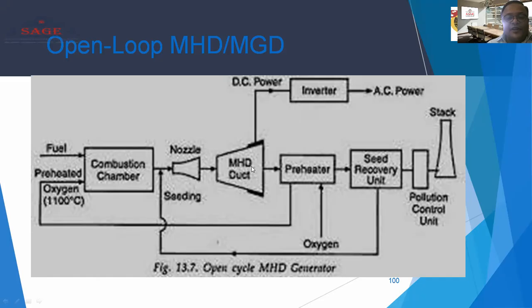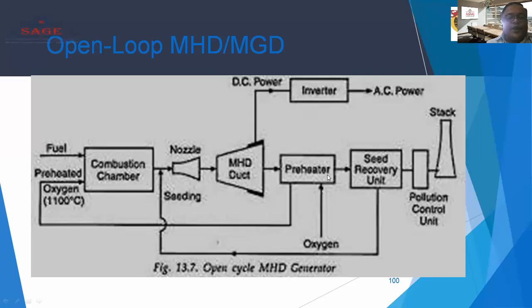The gases from the MHD duct go to the preheater side and the seed recovery unit, where the seed is recovered from these devices, and after the pollution control unit, the pollutants escape through the stack into the atmosphere. The inverter is used for converting the DC power into AC power. The oxygen is supplied from the atmosphere into the preheater section.